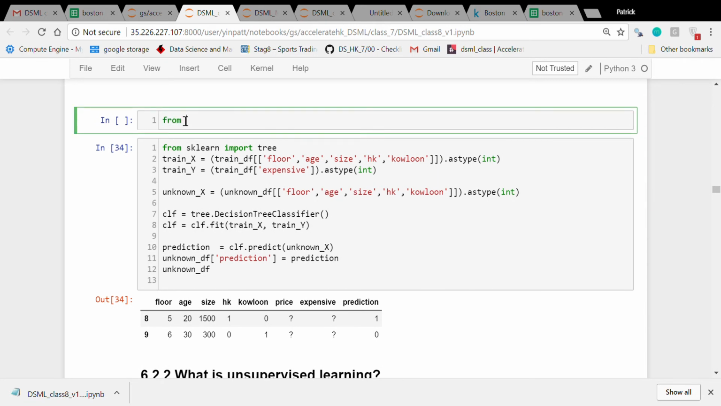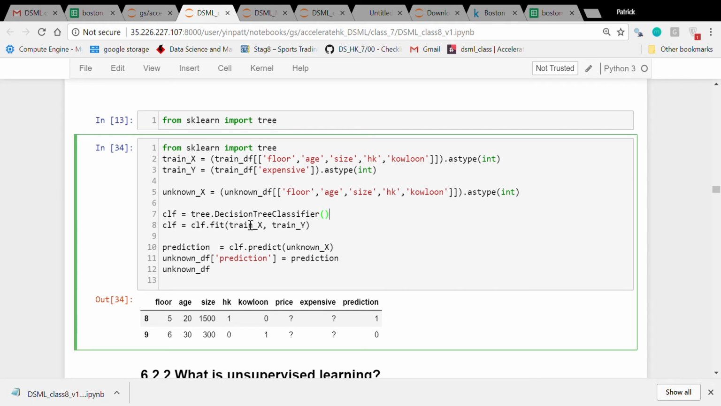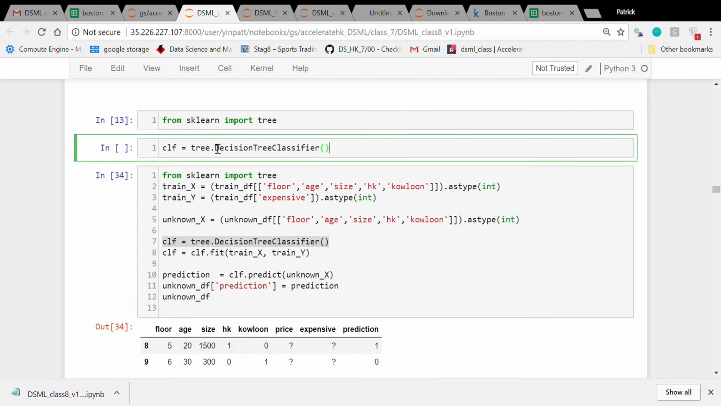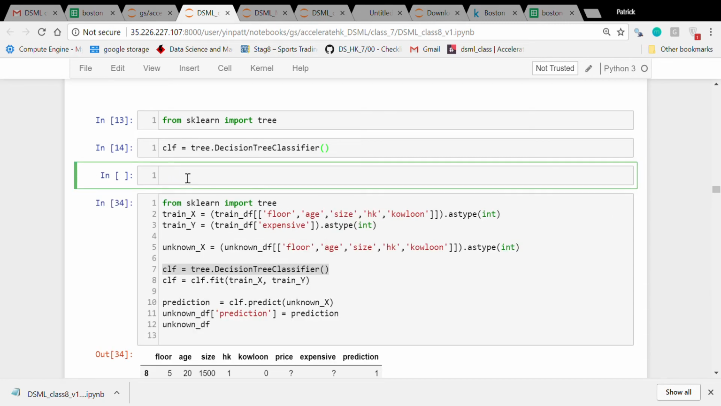To classify it, we use a decision tree. And to call a decision tree is very simple. It's just sklearn import tree. And you probably don't need to do what's above or what's below. You just do this. And remember our train x and train y. We just do clf.fit train x, train y.